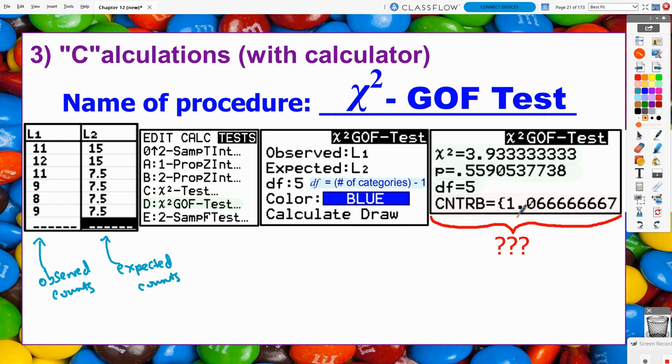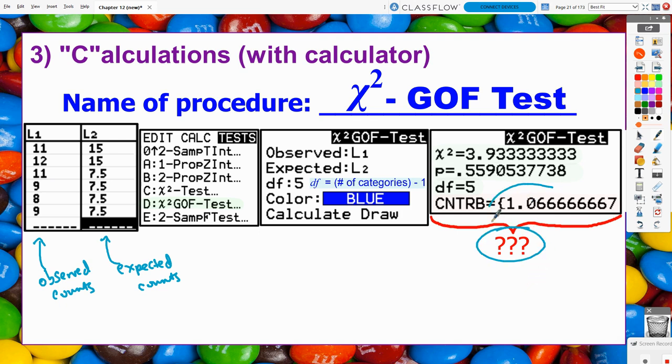Now, at the bottom, you're going to see something that says CNTRB and then a squiggly bracket, and then we got 1.066666667. And if you keep hitting the right arrow key on your calculator, this will continue to scroll over and you're going to start to see other numbers, with a little bit of space in between them. What on earth are these numbers here?